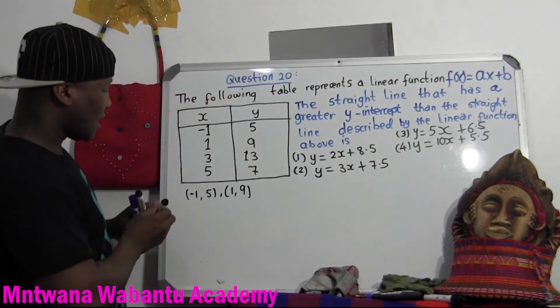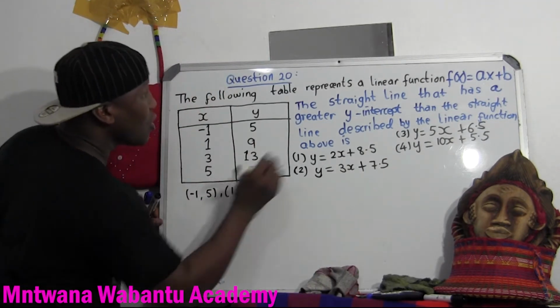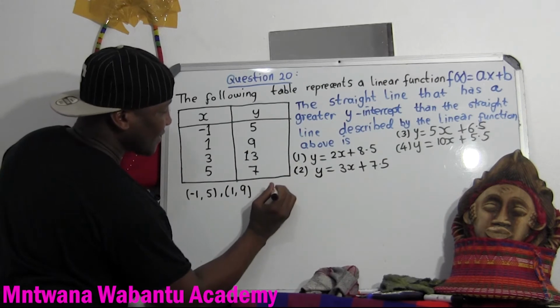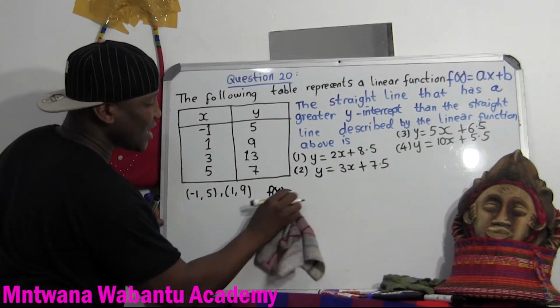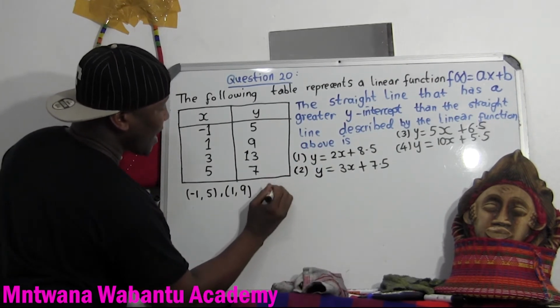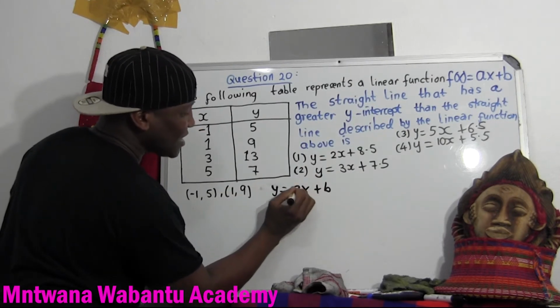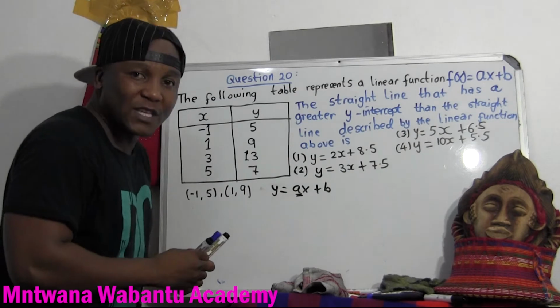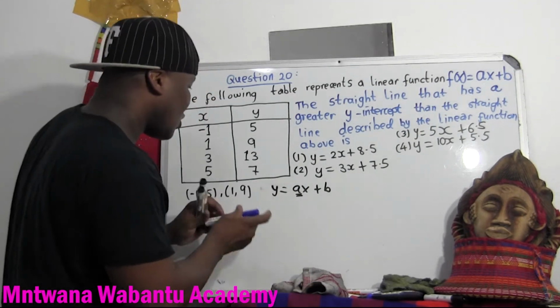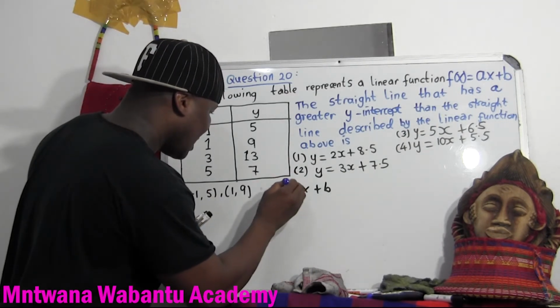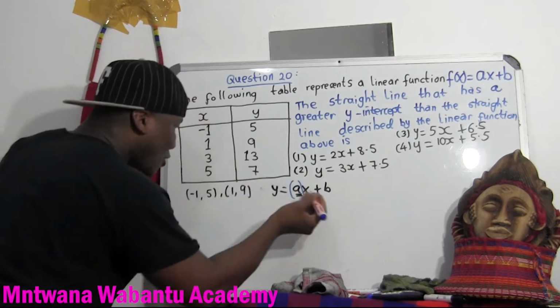So now I want to get f of x, and f of x is equal to y. So y equals ax plus b. First thing, find the value of the slope or gradient. Let's find it. How are we going to get there?